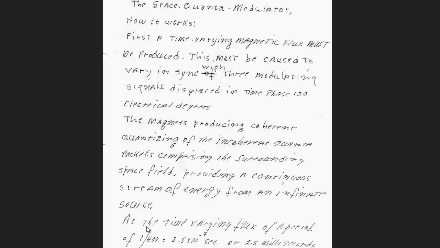Floyd Sweet says here, "as the time varying flux of a period of 1/400, or 2.5 milliseconds times 10 to the 3, or 2.5 milliseconds, sweeps over the stationary armature coils, voltage is induced." Okay, and that's technically not right. Now, what I do want to point out here, I think it's probably a bit early to say too much, but the magnet's continuous stream of energy is the flux.